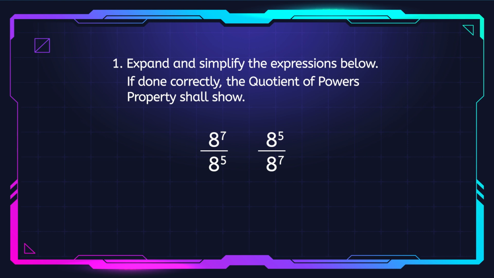Okay, so we have 8 to the power of 7 over 8 to the power of 5, and 8 to the power of 5 over 8 to the power of 7. The instructions say to expand and simplify. Pause here to expand the first expression, 8 to the 7th over 8 to the 5th, in your guided notes.